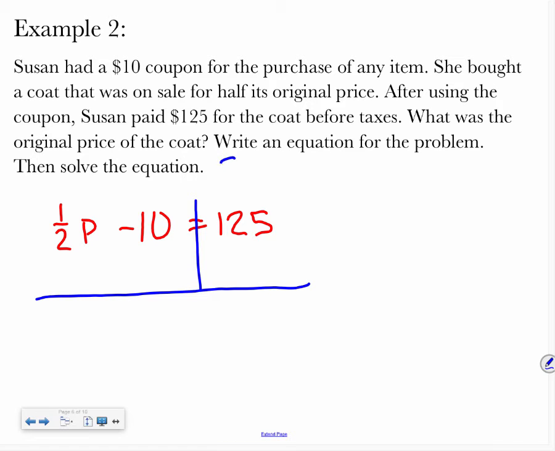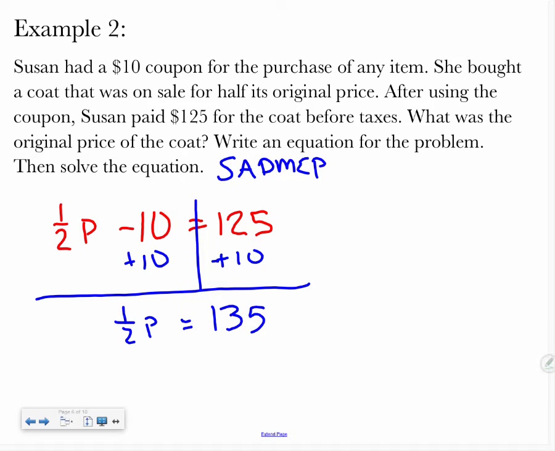So as always, we are going to do our order of operations backwards. That means instead of subtracting 10 on the left-hand side, we are going to add 10 to both sides. Now we're left with 1/2 p equals 135. Again, our variable is not alone yet, so we're going to keep working. 1/2 p equals 135. So 1/2 times p.